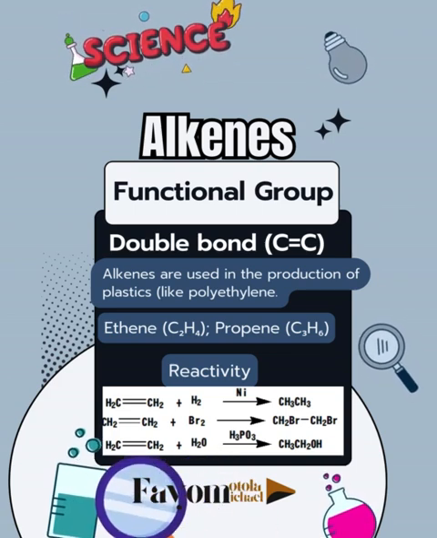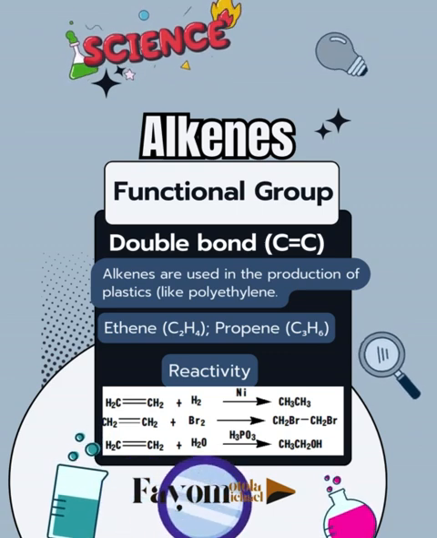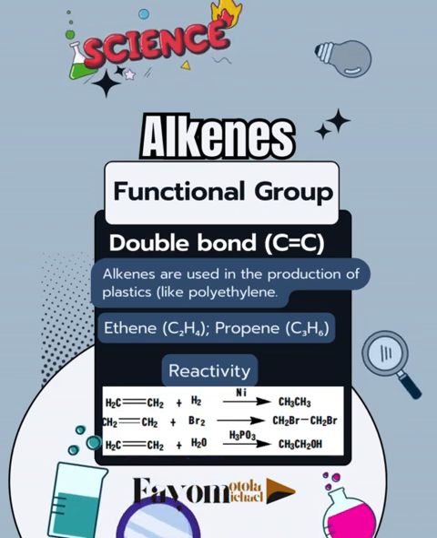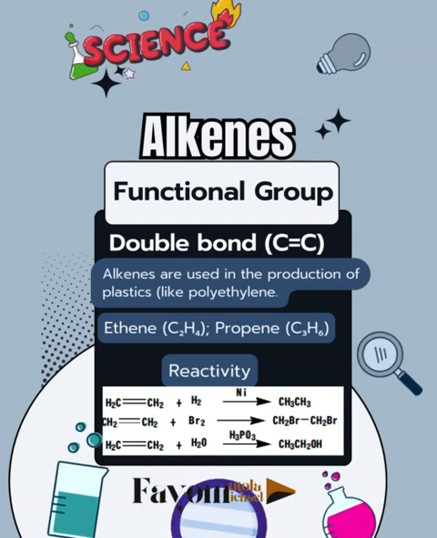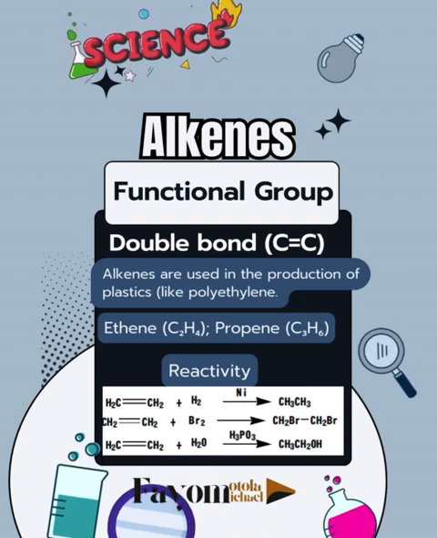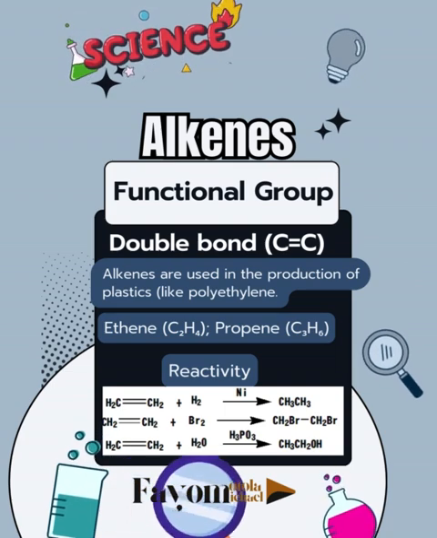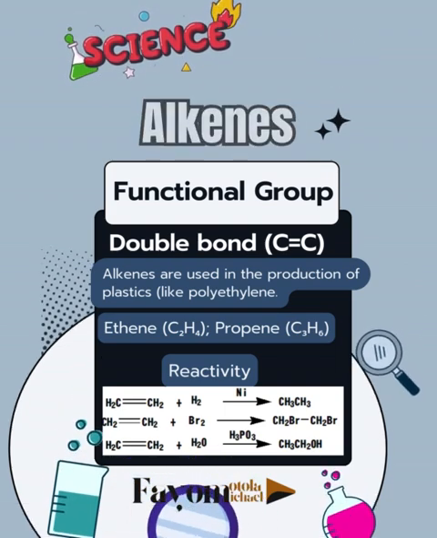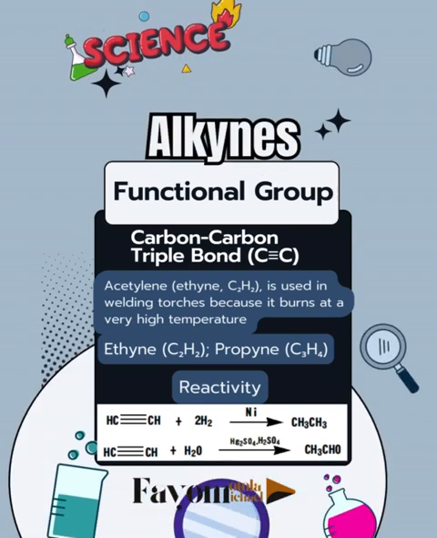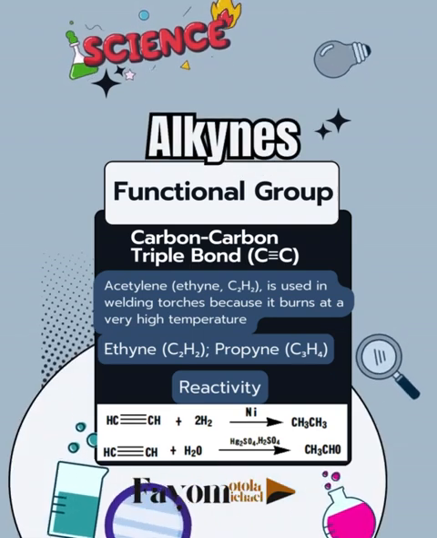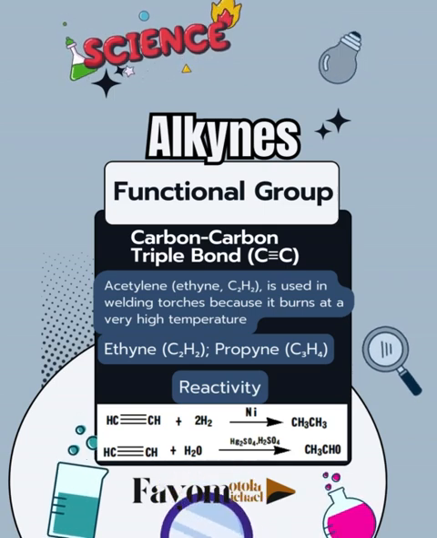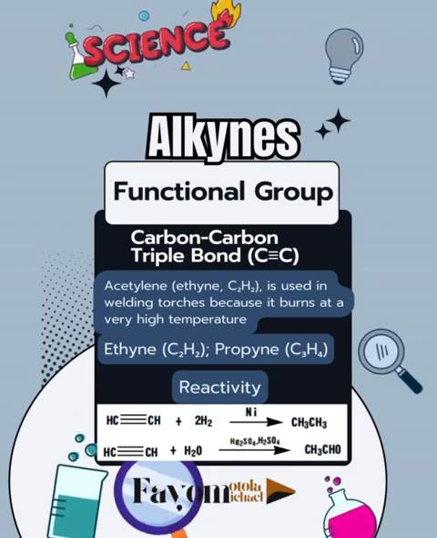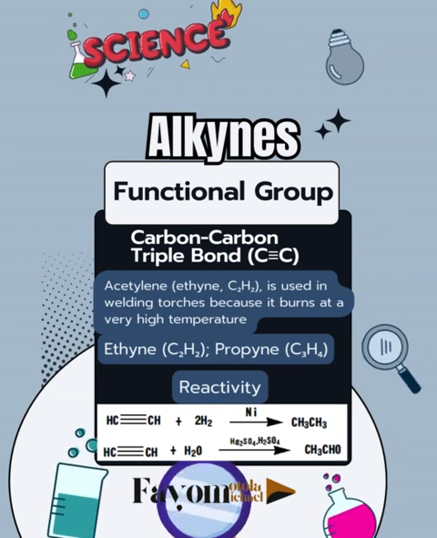Halogenation will give dihaloalkanes, for example, ethene plus bromine to give dibromoethane. Alkenes can also undergo a hydration reaction to give alkanol. Also, alkynes are unsaturated hydrocarbons with a triple bond as the functional group, with general molecular formula CnH2n-2. These hydrocarbons are unsaturated with triple bonds, which makes them more reactive.